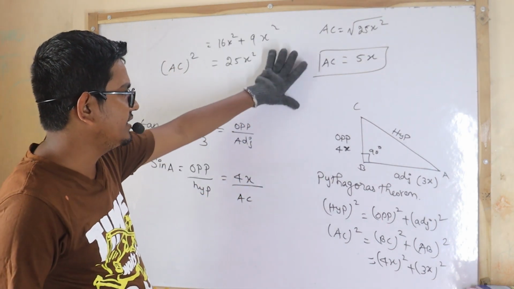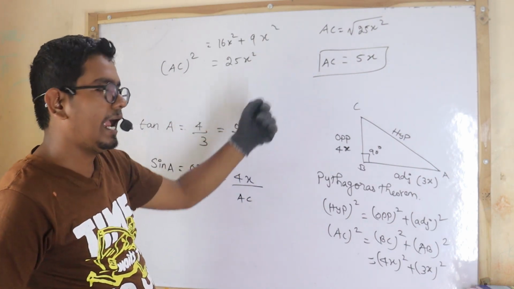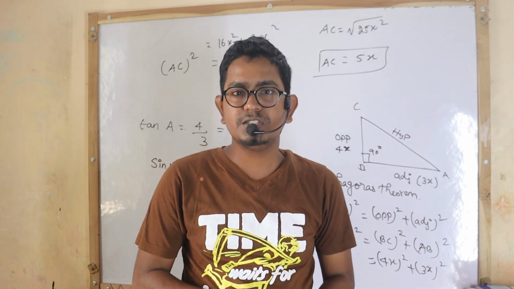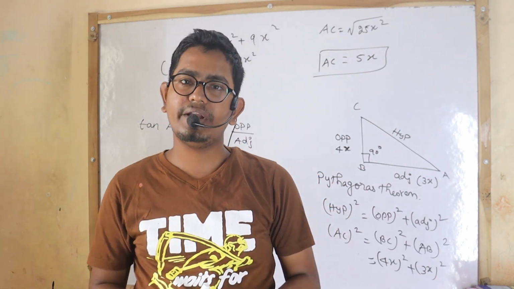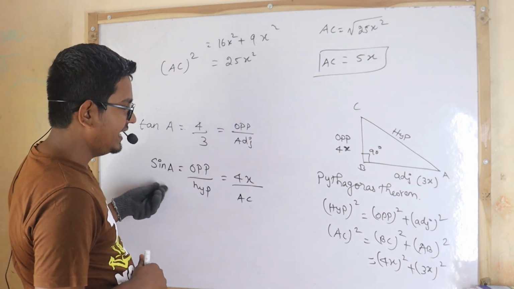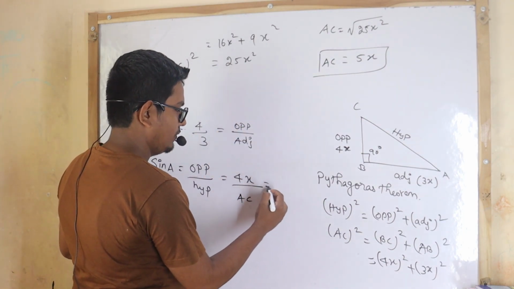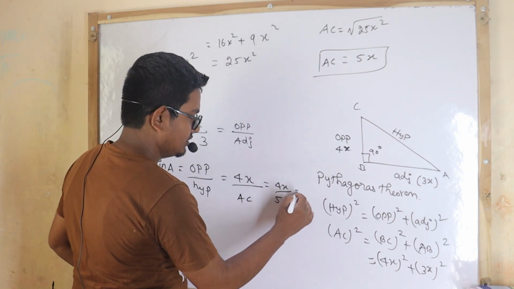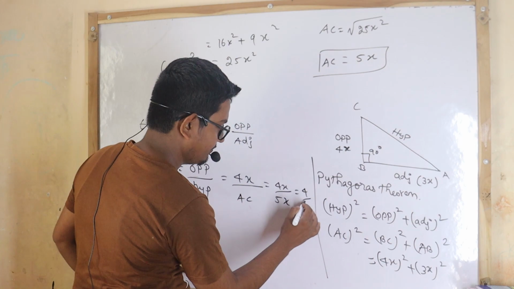So as you can see here, this is how we find the hypotenuse in trigonometry by applying the Pythagoras theorem, which is based on the right angle triangle. So I got the hypotenuse. So sin A is equal to 4x upon 5x, that is 4 by 5.